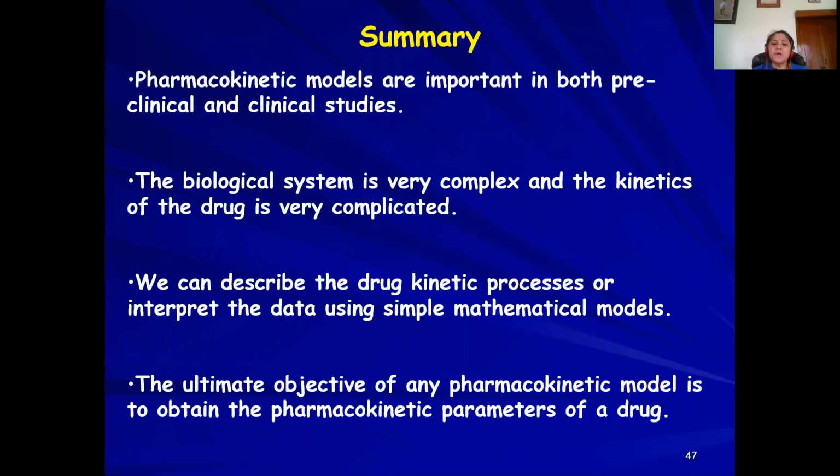The ultimate objective of any pharmacokinetic model is to obtain the pharmacokinetic parameters of the drug. There are three models I told you, and you can use any model depending on the requirement, but the ultimate objective of any pharmacokinetic model is to give the pharmacokinetic parameters of a drug, which is of importance in understanding the behavior of the drug inside the body.